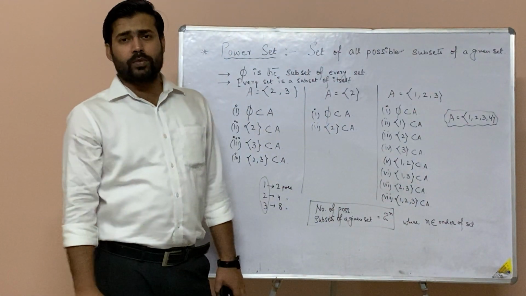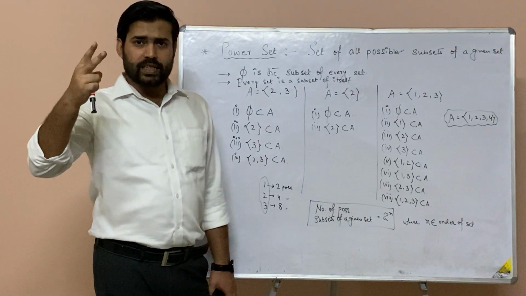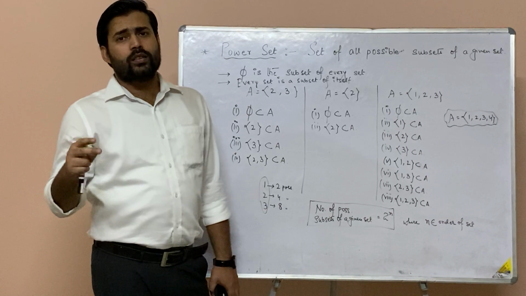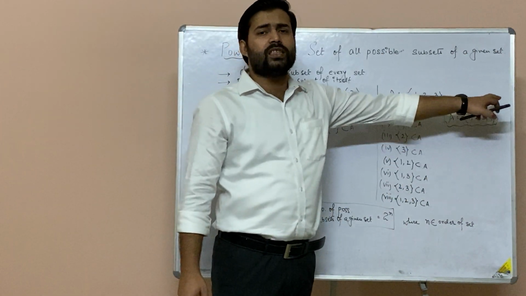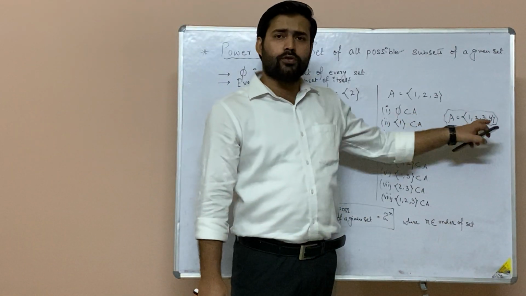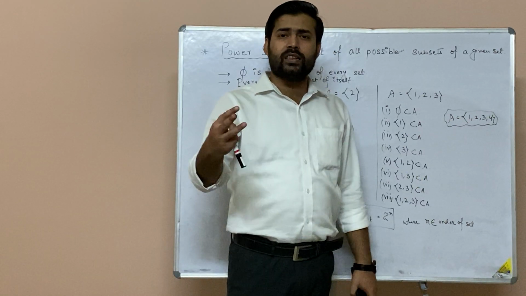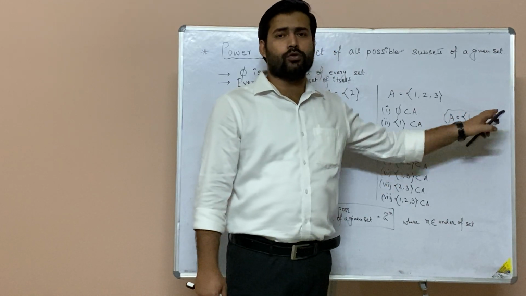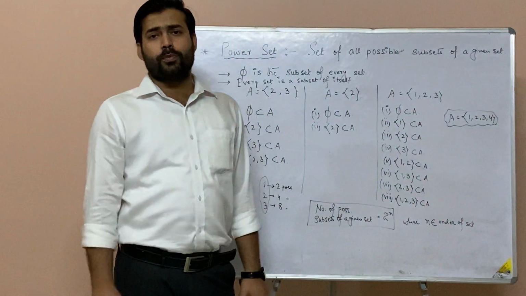Out of those 16 possible subsets, one would be the empty set, another would be the set itself. These 2 sets are already subsets of any given set. Apart from that, you can take single elements 1, 2, 3, 4. Then combine two elements: 1 2, 1 3, 1 4, 2 3, 2 4, 3 4. And then you will have 3 elements: 1 2 3, 1 2 4, 1 3 4, 2 3 4. And then you will have 4 elements: 1 2 3 4.